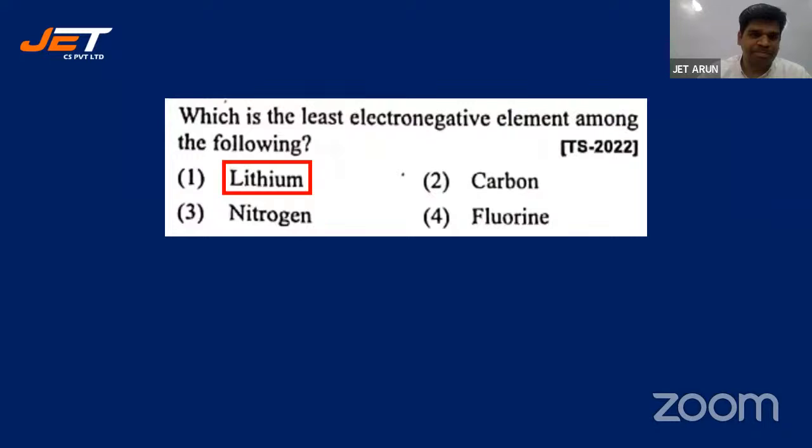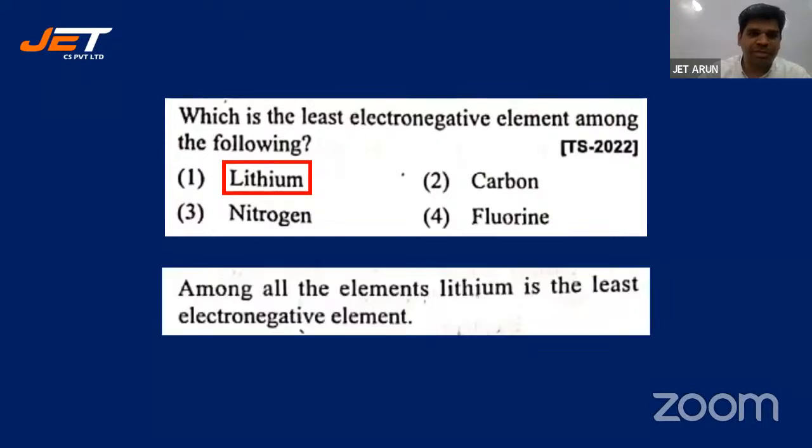It's lithium. The least electronegative element is lithium. Among these, fluorine has the maximum electronegativity. All right, let's go for the next one. Among all the elements, lithium is the least electronegative element.